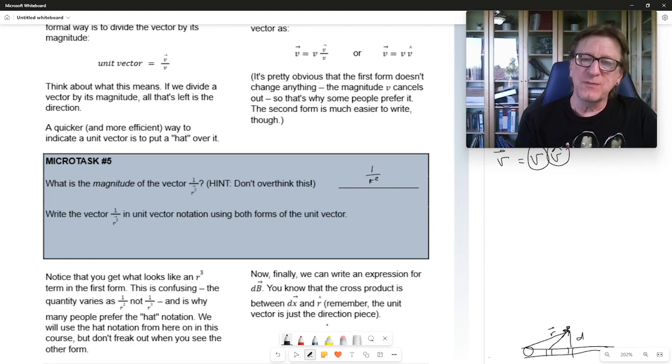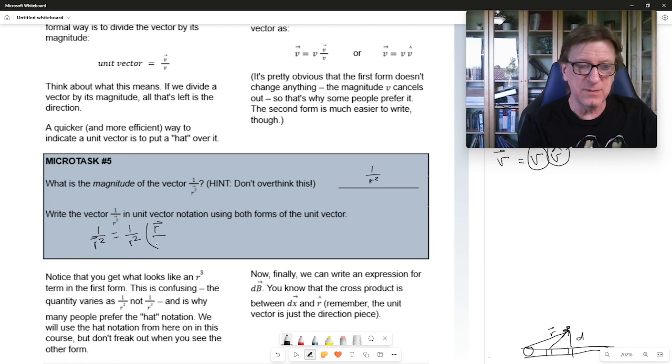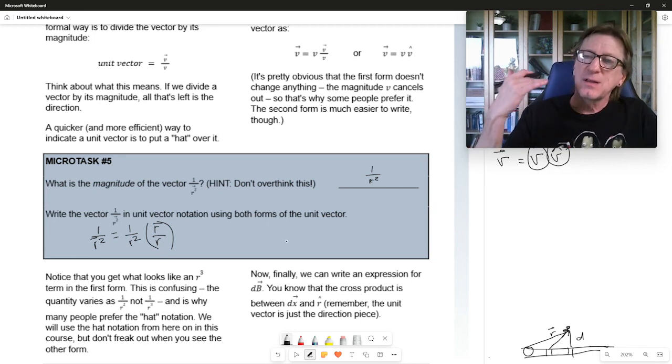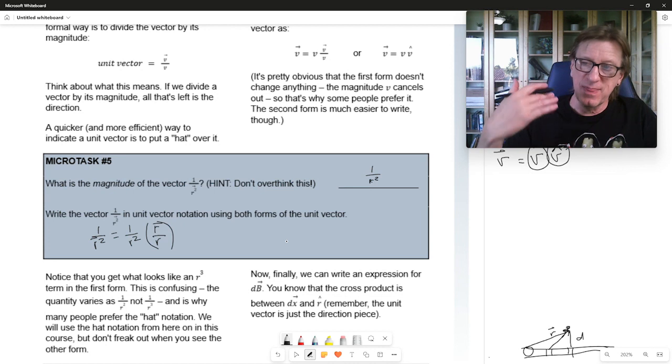Okay, so now if I want to write this in vector notation using the unit vectors that we've just defined, there's 2 ways that I could do this. I could say 1 over r squared as a vector is equal to the magnitude, 1 over r squared, times this, r vector divided by r. Do you see that r vector divided by r? If I have this vector r, I divide by its magnitude, then that is going to give me the direction. So that is our unit vector.